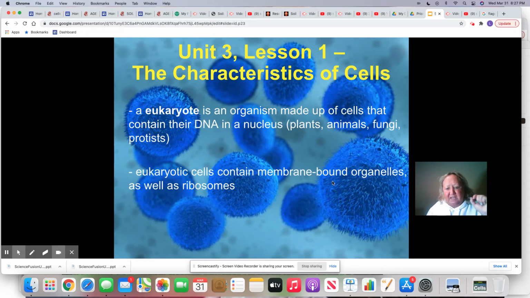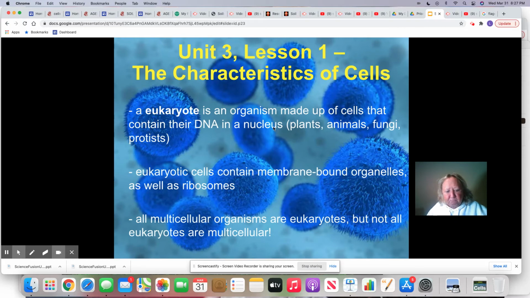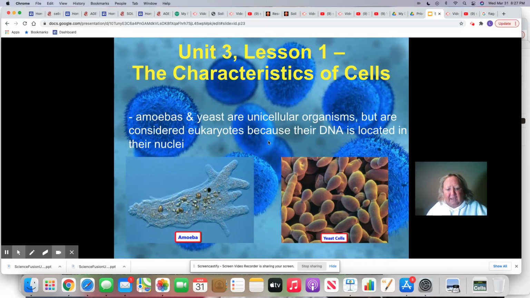These eukaryotic cells have organelles with membranes around them, and they also have ribosomes. Again, we're going to get into that in two or three weeks. Don't worry about it. What you need to know is it has a nucleus. Prokaryotes, no nucleus. Eukaryotes, nucleus. There are some unicellular organisms that are eukaryotes because they do have a nucleus, but generally they don't. So don't get too hung up on that. Just generally think prokaryotes, no nucleus; eukaryotes, nucleus.